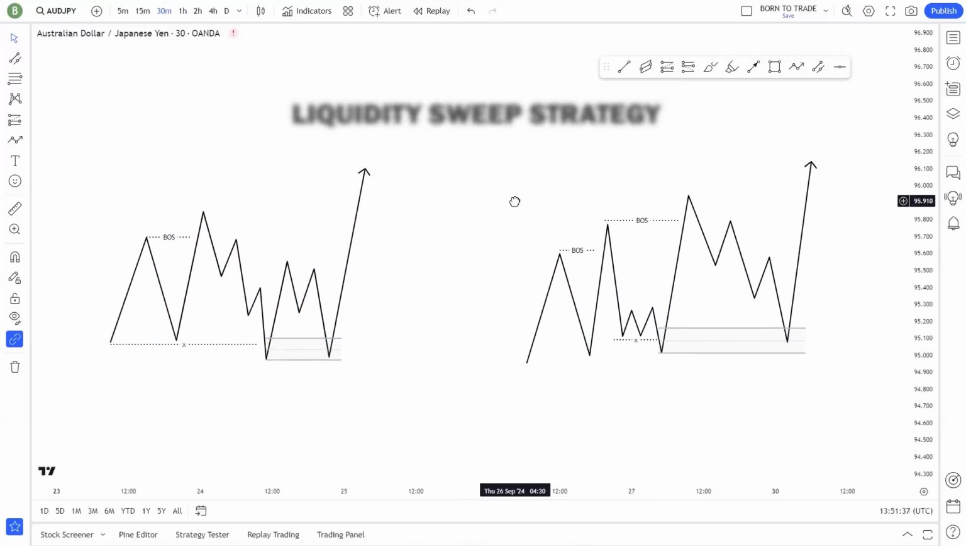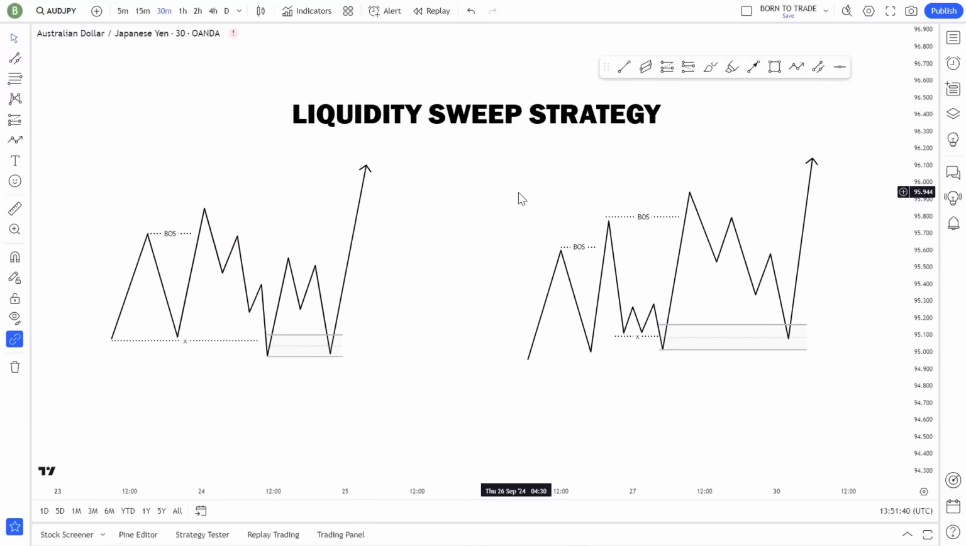Now, when we talk about liquidity in the market, you already know that everything in the financial market revolves around liquidity. Liquidity is what moves the market. Now, liquidity sweep is a strategy used by smart money traders. Smart money begins by placing a large hidden order on the opposite side of the market direction.